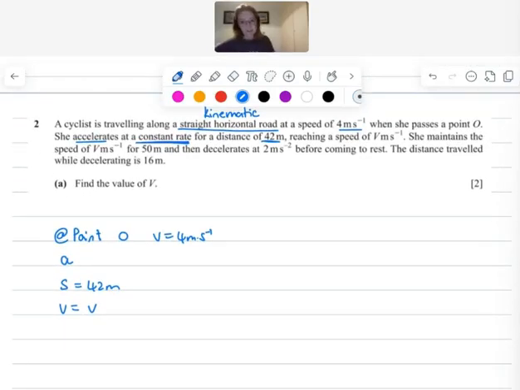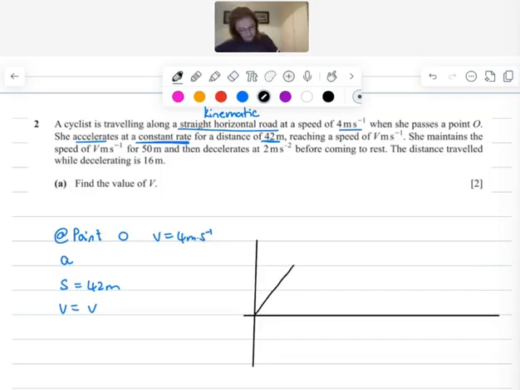Okay, so what I'm seeing here is this is actually probably more like a time graph. So I'm going to just draw myself a time graph, because we can see she is accelerating for a certain amount, then she's going at a constant speed, and then she's decelerating before coming back to rest. The distance traveled while decelerating is 16 meters. Okay, let's just go and see what we can fill in.